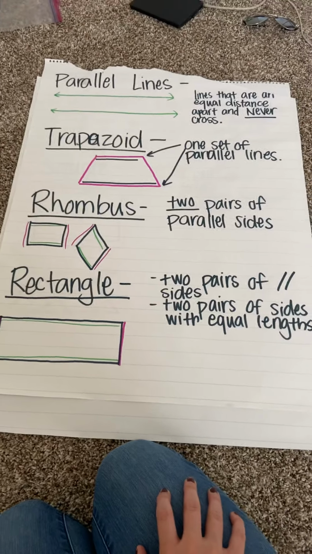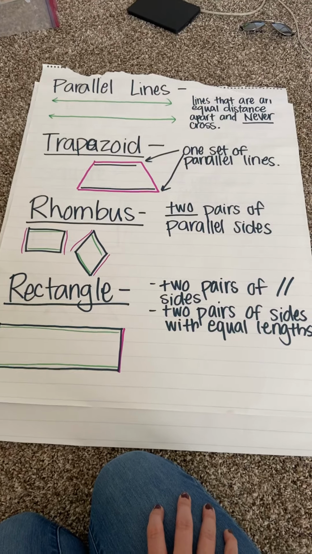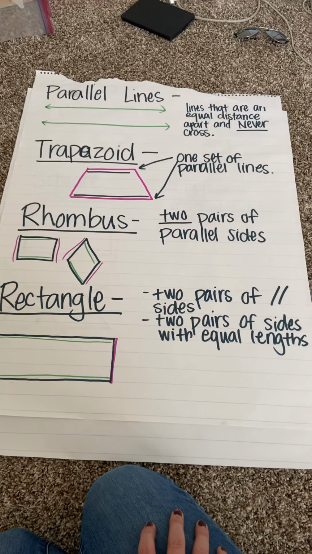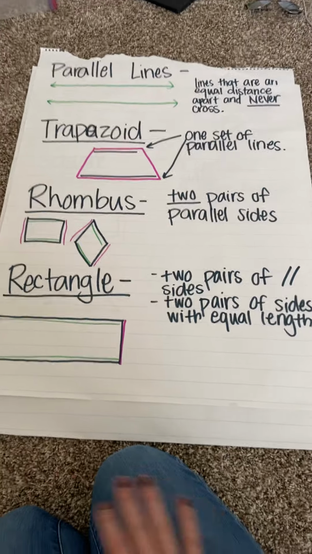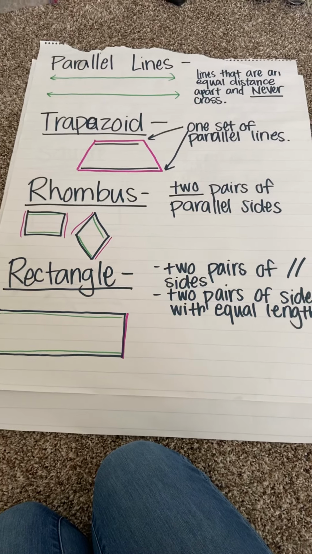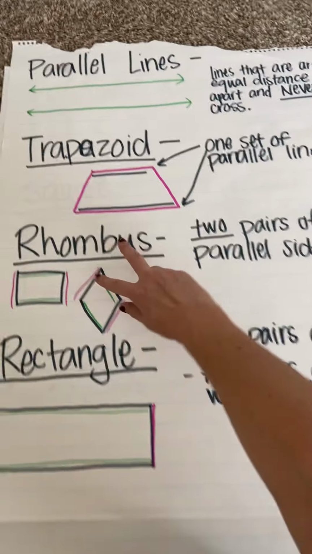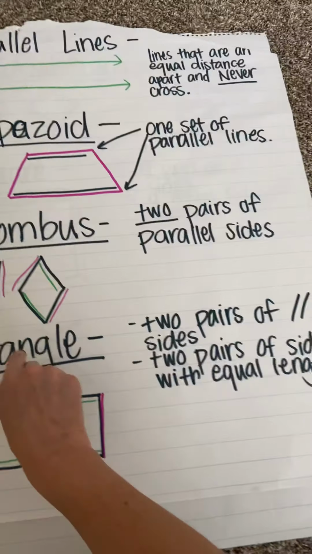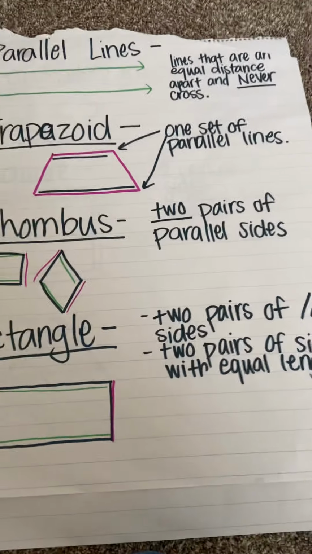The next is a rhombus, and that is a quadrilateral that has two pairs of parallel sides. Now, the only rule for a rhombus is that it has two pairs of parallel sides. Here's 2, and 2, and 2, and 2.